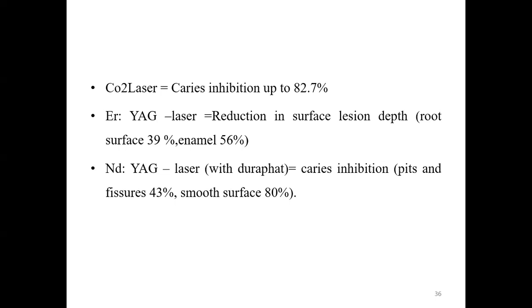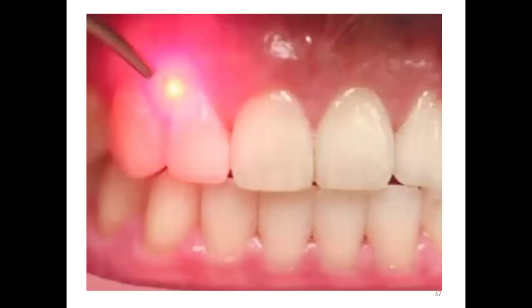Further, the lasers are of different types, different for hard tissue lasers and different for soft tissue lasers. Hard tissue lasers used in the various procedures are the CO2 laser, Er:YAG laser, and Nd:YAG laser. They cause less pain and less trauma to the patient, and help in reducing the caries. So it is a method of minimal intervention and minimal invasion. This is the photograph where you can see the laser being used for caries removal.